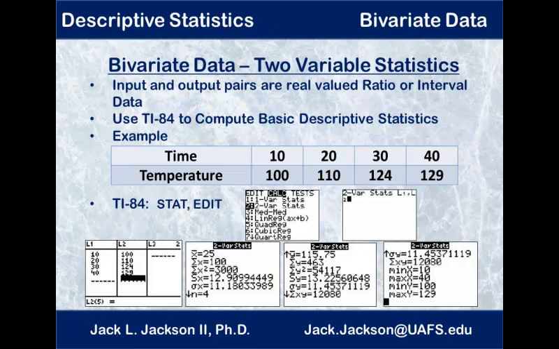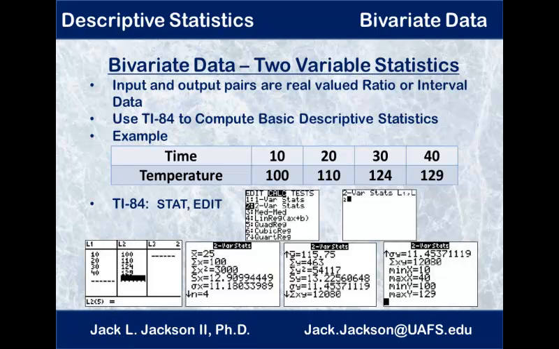Then calculate 2 variable statistics by going to Stat, Calc, and you will see 2 variable statistics. Choose number 2, then type in L1, comma L2. L1, remember, is second 1, and L2 is second 2. Then hit Enter, and you'll get this first screen. There's an arrow, so you go down.